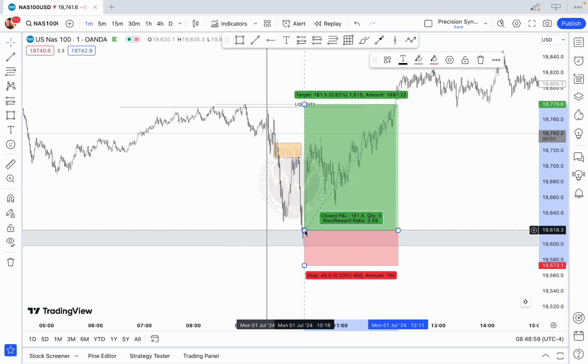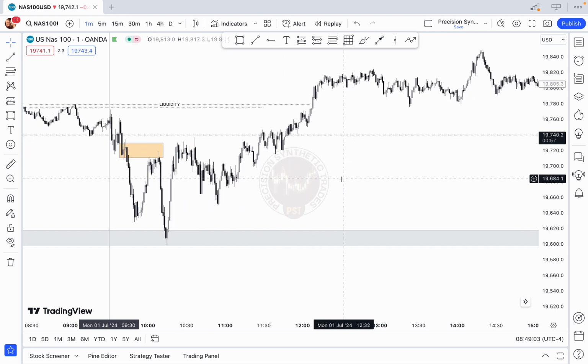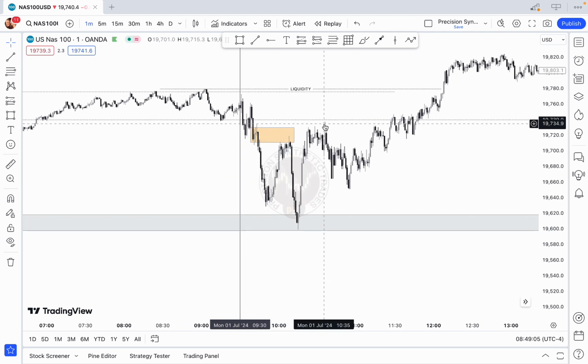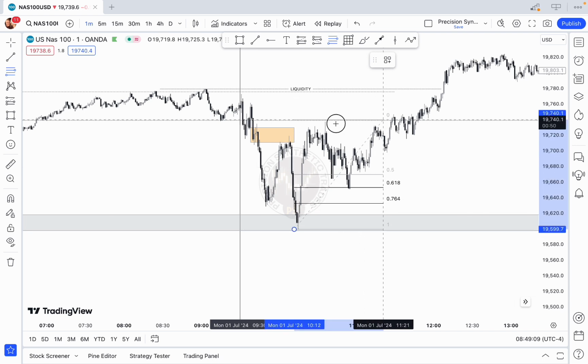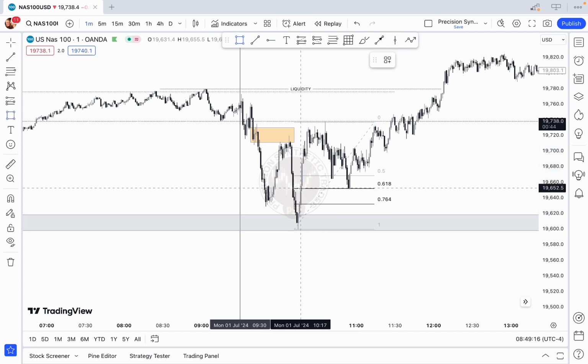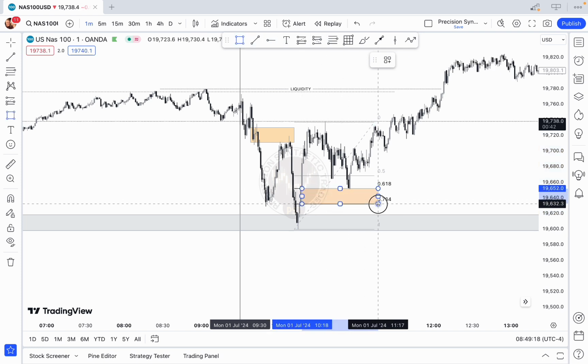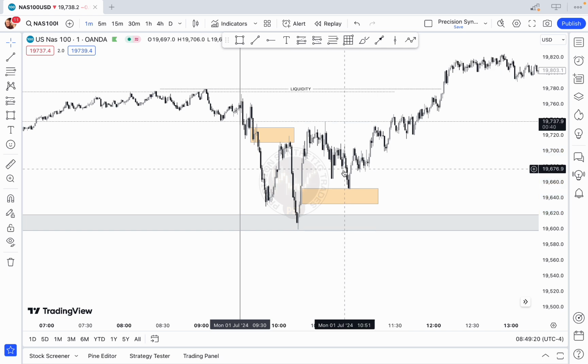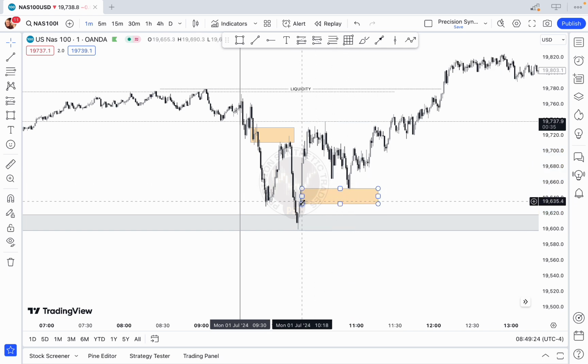Now, if you didn't catch this initial move, there was another entry you could have taken from this leg to this leg. Let's draw the fib. This low to this high. Let's mark out our OTE level. Do you see this OTE level correlates with a nice fair value gap here?